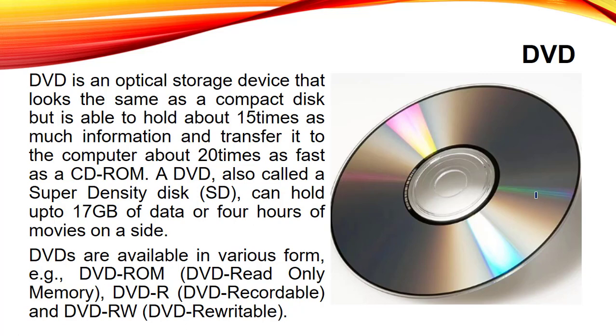But they both have a similar appearance, so you cannot differentiate between their images. A DVD is also called a super density disk because it can store up to 17 GB of data. That is equal to 4 hours of a movie. DVDs are available in various forms: DVD-ROM, DVD-R and DVD-RW.